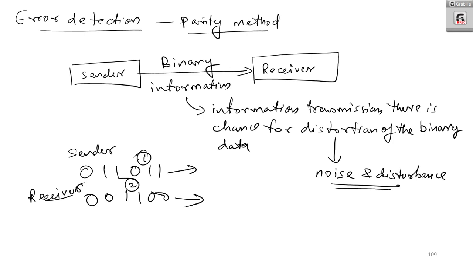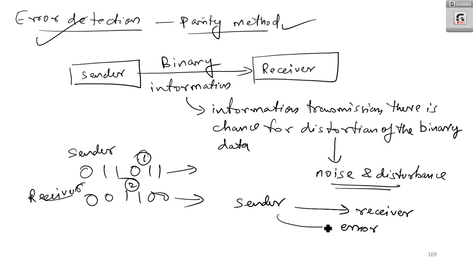So to avoid such kinds of errors, we are going for error detecting codes. In error detecting codes, how to determine an error is done by the parity method. That means the sender sends some data and the receiver receives the data, and if there is an error with respect to the data sent by the sender, then it can be checked on the receiver side. So that is why we are going for error detecting codes.